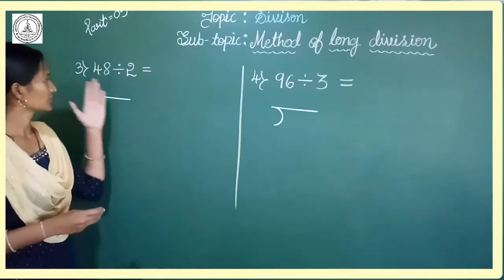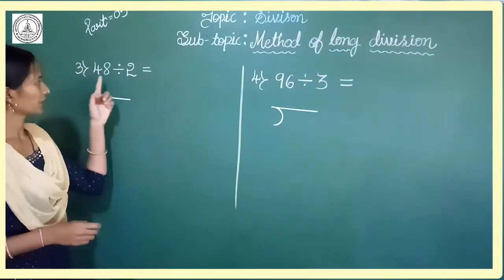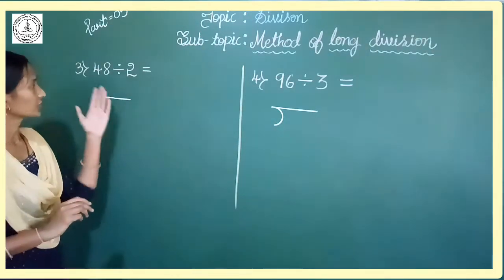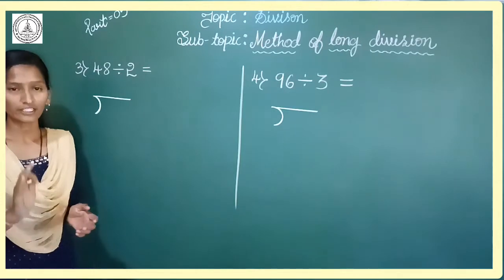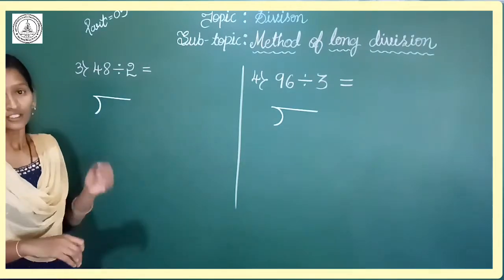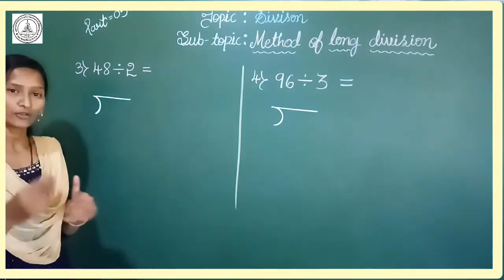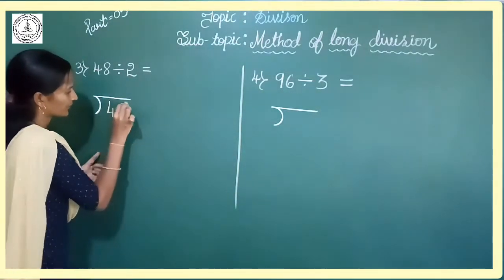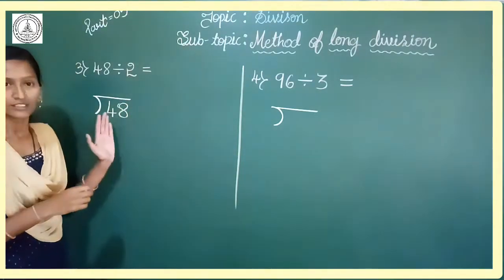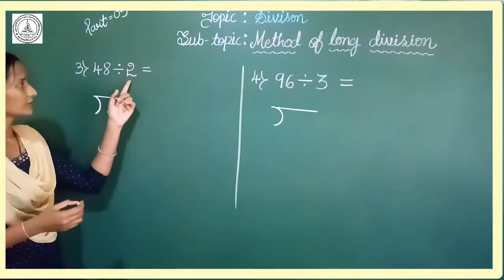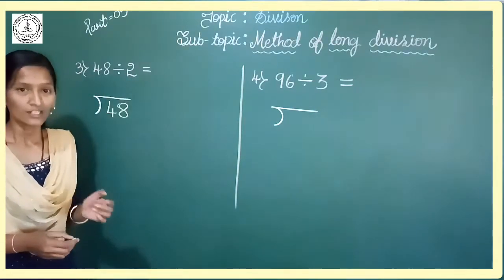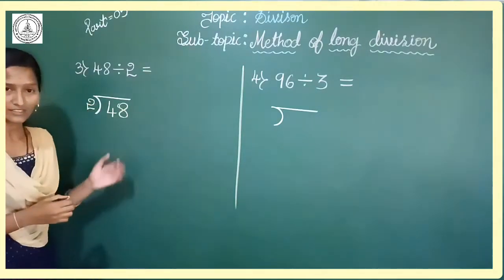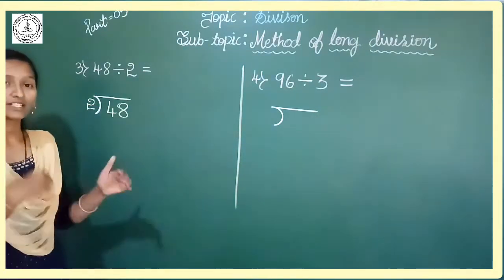Right? So students, so come to the third problem. It is 48 divided by 2 is equals to dash. So here you have to find out the quotient. Right? So in this given problem, this 48 is called dividend. Right? So here where you have to write this 48? So here you have to write down the 48 here. Means inside this symbol. Right? So next, this 2 is called a divisor. Right? So I am writing this 2 outside this symbol. Right? So what is the next step?